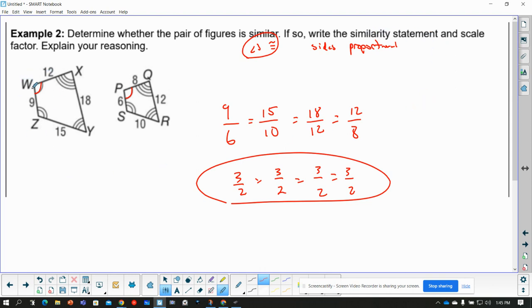Write the similarity statement. So this shape, W, Z, Y, X is similar to P, S, R, Q. And notice again, the order of the letters is important. So I put this W, since it has one arc, I match it up with the P. Z is second, S second, right? See that? Y is the third one I mentioned, R, third one I mentioned, and then X is last and Q is last. So that's the answer to this second example.